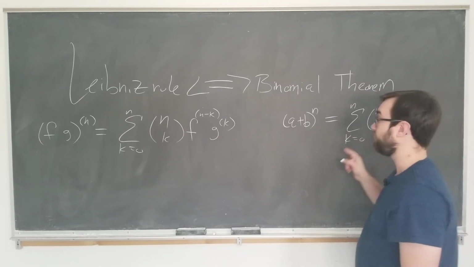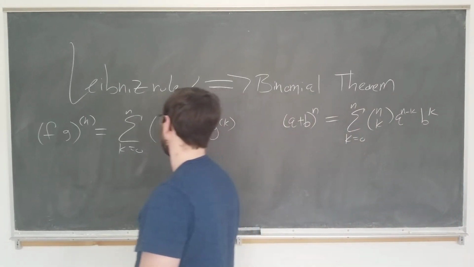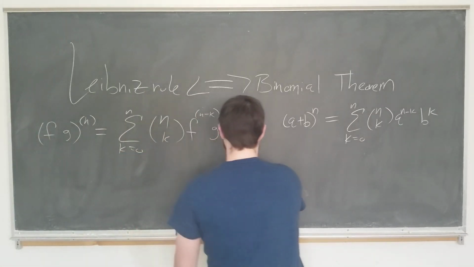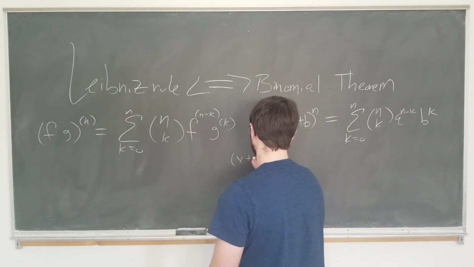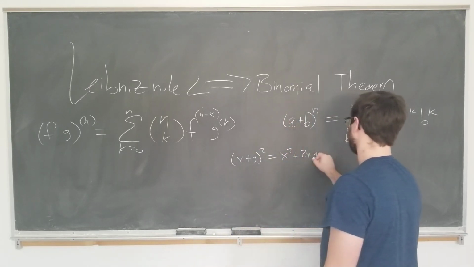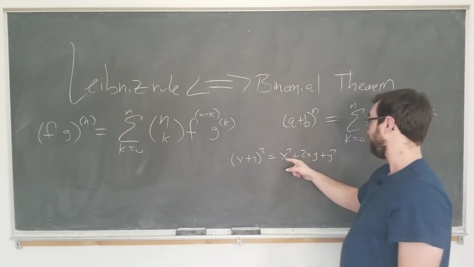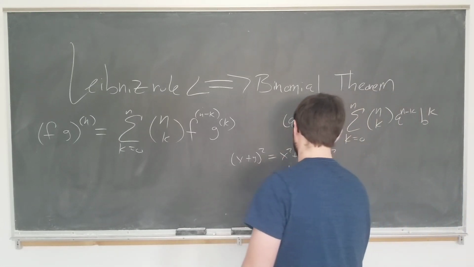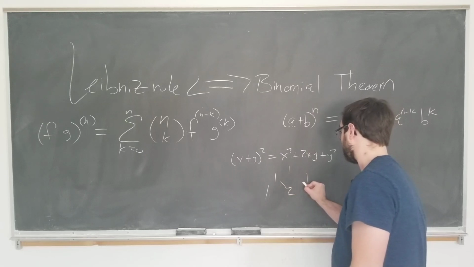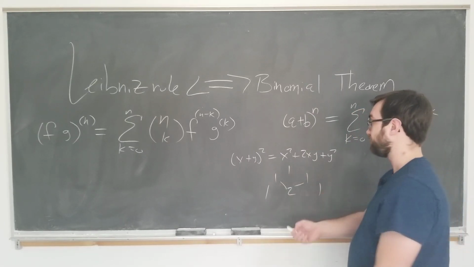And of course, the binomial coefficients are found by computing Pascal's triangle, which, if you want to get the coefficients of, say, (x plus y) squared, we know is x squared plus 2xy plus y squared. Well, you can obtain these coefficients from Pascal's triangle, obtained by adding subsequent entries to get to the next one.